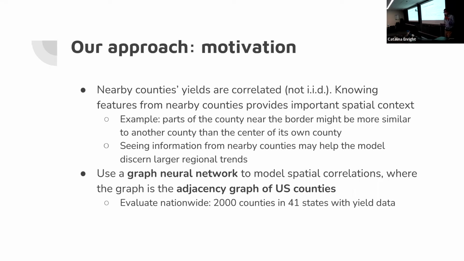So knowing features from nearby counties, in addition to the county that you care about, can provide some important spatial context. For example, parts of the county near the border with another county might actually be more similar to this other county than the center of its own county. And seeing information from nearby counties thus provides information about larger regional trends. So in this project, so far we've used a graph neural network to model these spatial correlations, where the graph here is the adjacency graph of US counties, where counties are nodes and counties are connected if they're just adjacent to each other.